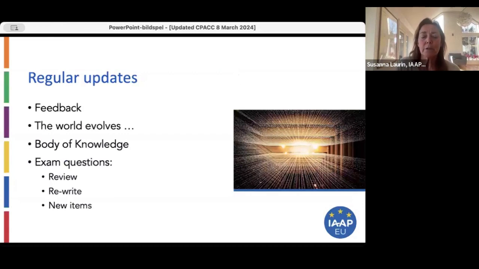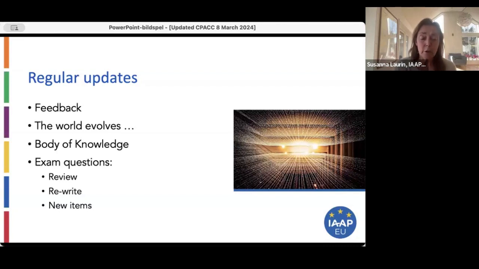The updates of the certifications, both the body of knowledges and the exams, are done continuously. We get feedback from people who sit for the exam, so thank you for that. That's very important for us to hear what people think about the exams, and we learn from everyone that brings feedback to us. And of course, the world evolves. We have continuous evolution or development of standards, policies, regulations, technology, assistive technology. Everything is moving, so we have to keep up to date, of course, and that's why we have to do a thorough work with the updates.